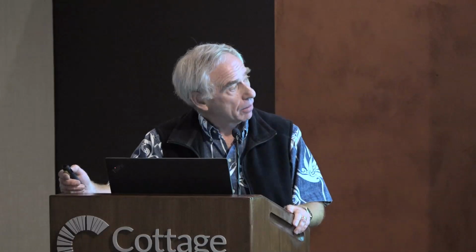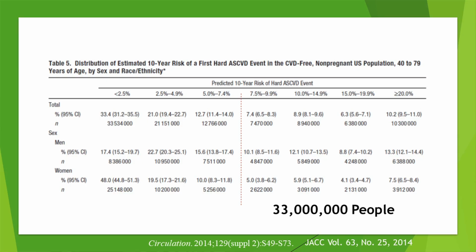Okay. So based on those recommendations of treating greater than 7.5%, that basically meant that they were recommending that 33 million Americans be treated based on those. Some of which may have been already treated, but a lot of which probably were not.